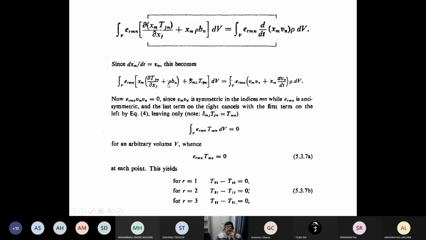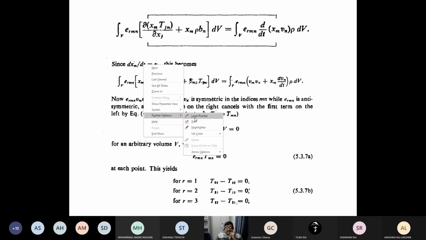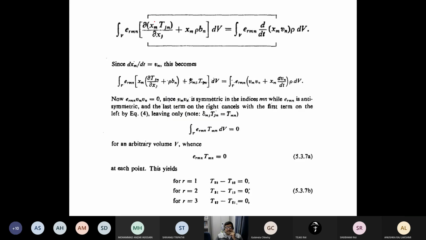Yes. So now you see this x_m. When I take ∂x_m/∂x_j, if I take τ_jn out, which is the case here, what should that be? Anybody has any idea? It will be δ_mj. Everybody can see it.